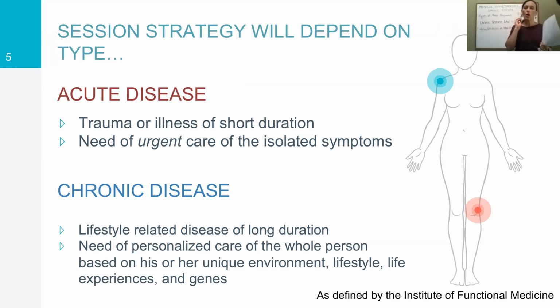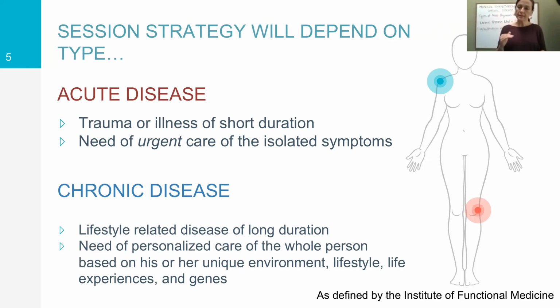Our session depends on having a very clear understanding of what chronic disease is and what the difference is between chronic disease and acute disease. In the case of acute disease, for example, our client that comes in that had a car accident last month, there is a trauma of short duration. It's been a month, she probably has inflammation and other things going on, and the need is urgent, and it's isolated to that symptom. They just want you to help them with that neck area. It's evident that the neck area is swollen. You know where it's coming from.